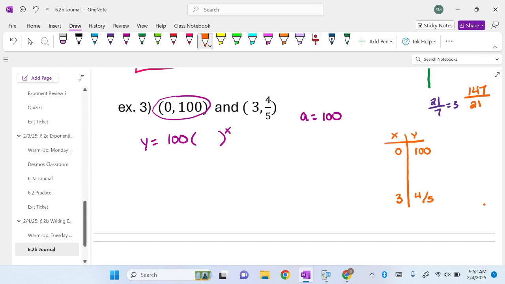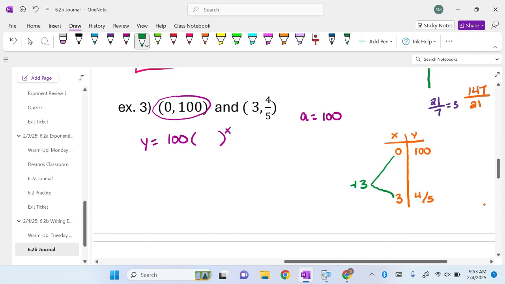Now, let me ask you this. If the x values increase, but the y values are decreasing, is our graph going to be increasing or decreasing? Decreasing. So what should we expect our b value to be? What type of number? A fraction. So we should expect it to be a fraction because this graph is decreasing. If we don't get a fraction, we probably did something wrong. All right. So let's just go through the steps that we did in example 1. How do I get from 0 to 3? What do I need to add? 3. So my guess is that we are going to be taking a cube root somewhere.